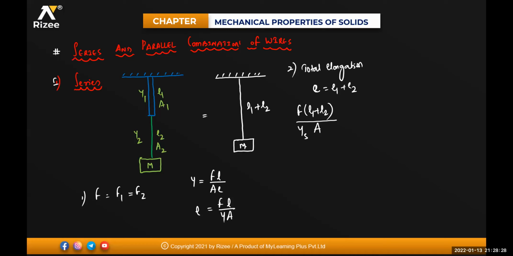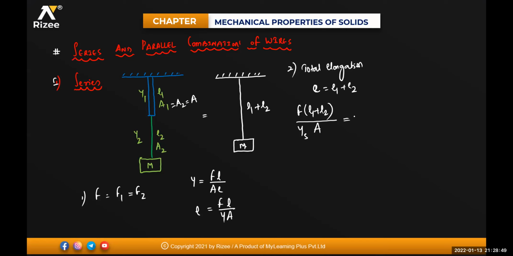Is it clear? Okay. Now in this one, whatever the area of cross section I'm taking, the area of cross section of this wire will be the same. That means A1 is equal to A2, which is equal to A. In the series combination, the areas will be the same.